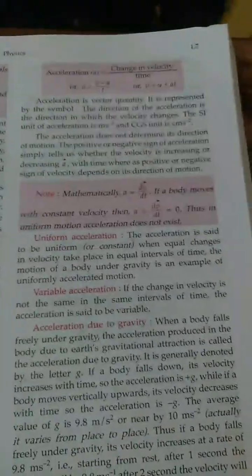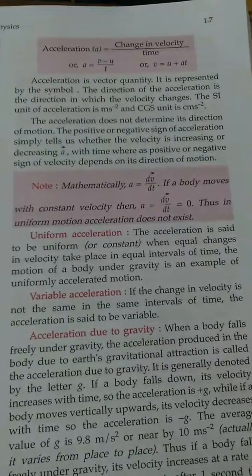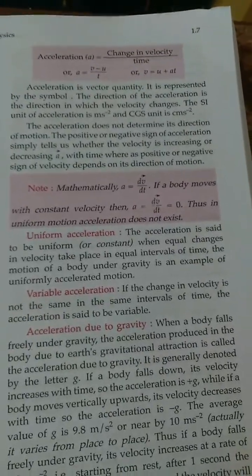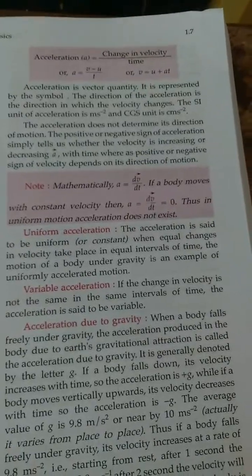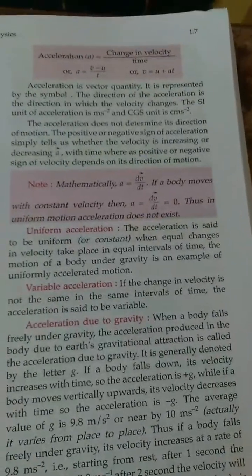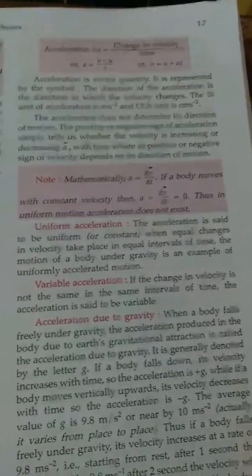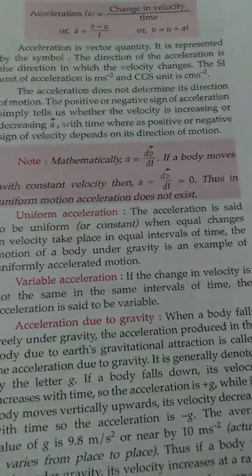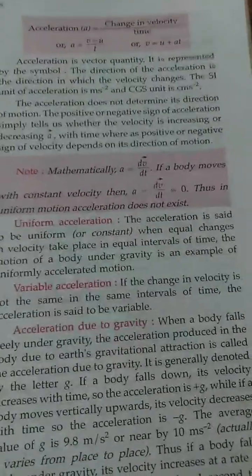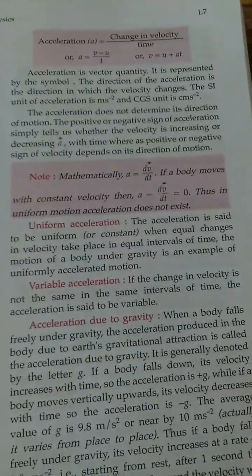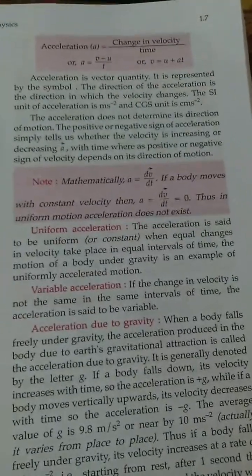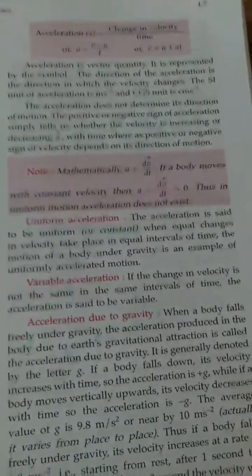The acceleration does not determine the direction of motion. The positive or negative sign of acceleration simply tells us whether the velocity is increasing or decreasing with time, whereas the positive or negative sign of velocity depends on its direction of motion. Mathematically, change in velocity divided by time: if a body moves with constant velocity, then change in velocity divided by time equal to 0. Thus, in uniform motion, acceleration does not exist.